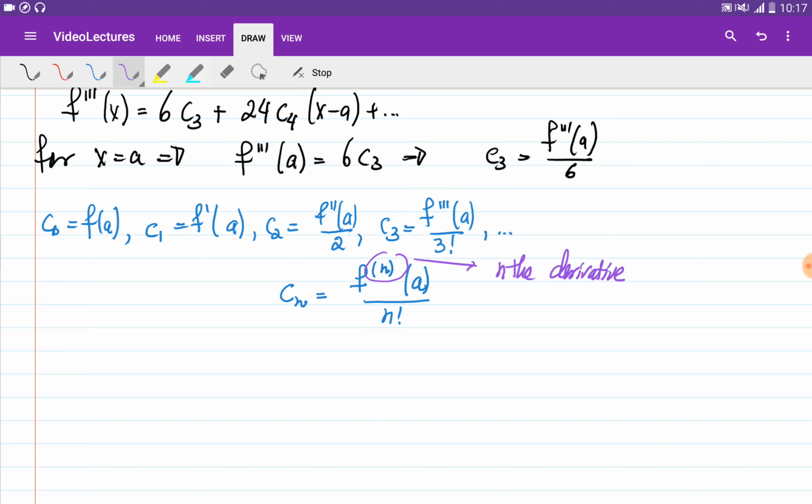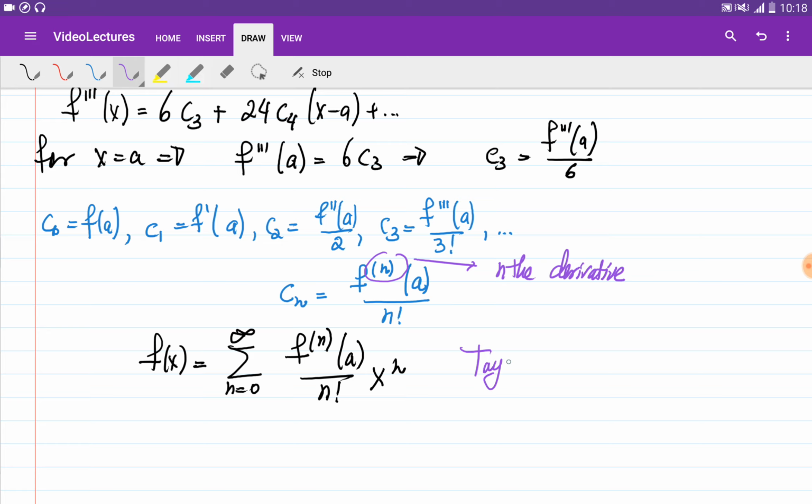So in this case, we can write down any function f of x, any continuous function f of x, in the form of a power series, where n goes from 0 to infinity. So c_n is going to be written as the n-th derivative of the function at the point a divided by n factorial, multiplied by x to the power of n. This series is called the Taylor series.